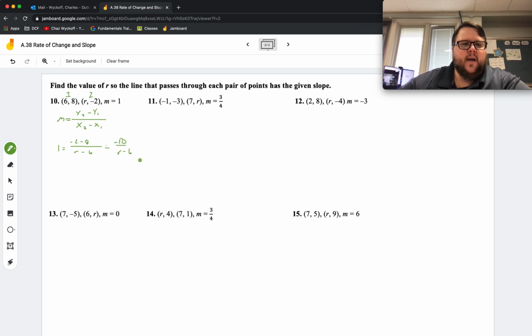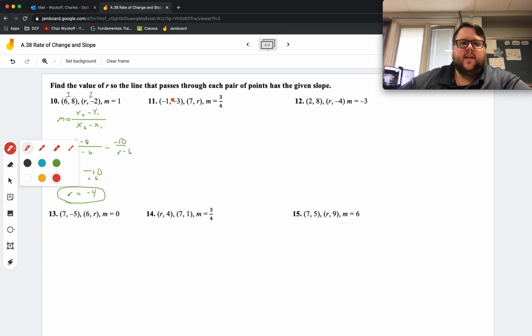So I'm going to go ahead and cross multiply. So this 1 is kind of 1 over 1. So I'm going to cross multiply, and I'm going to get r minus 6 times 1 is just r minus 6 equals 1 times negative 10 is negative 10. And then I'm going to add 6 to both sides. So r equals negative 4. And that's it. I just solved it.